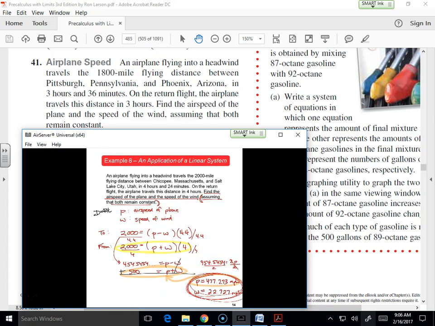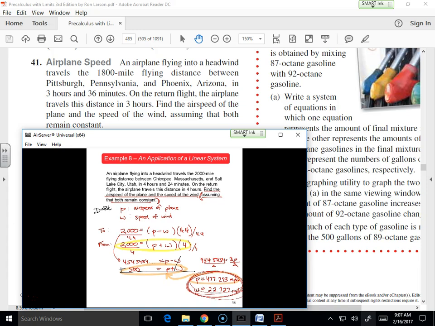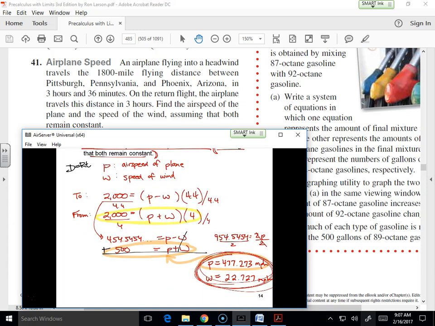Check it out. How are we going to do it for this problem? Well, a few things are going to change, but not much. What's going to change? The numbers. Instead of being a 2,000-mile trip, it's going to be a 1,800-mile trip. Instead of going in 4.4 hours, how long is it going to take us?